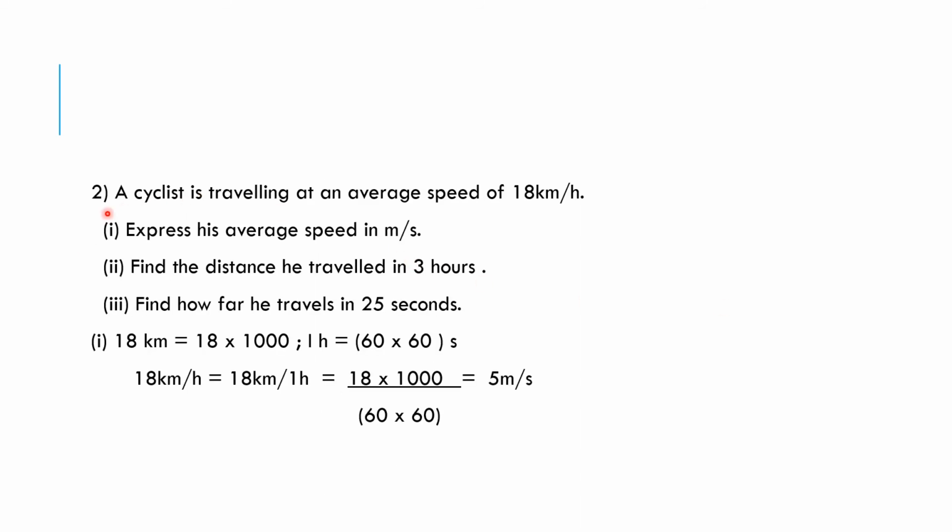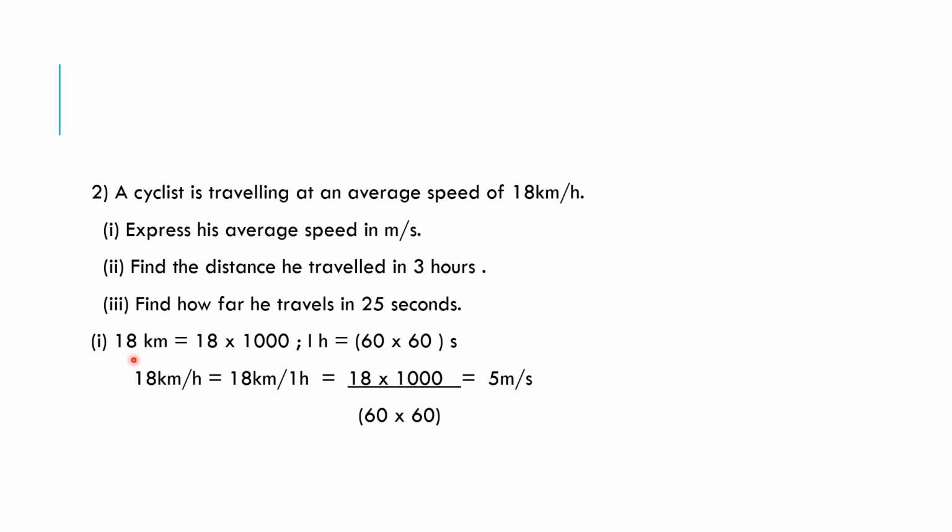Okay, let's have a look at another question. A cyclist is traveling at an average speed of 18 kilometers per hour. Express his average speed in meters per second. Find the distance he traveled in 3 hours. Find how far he travels in 25 seconds.